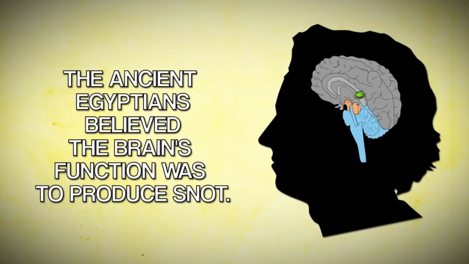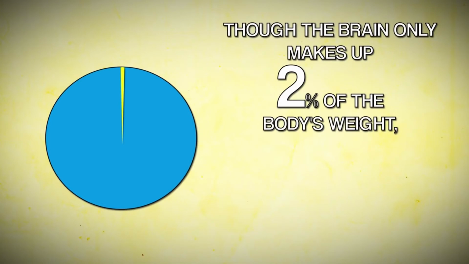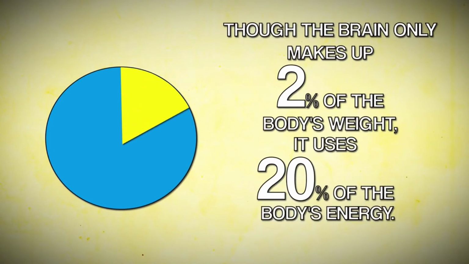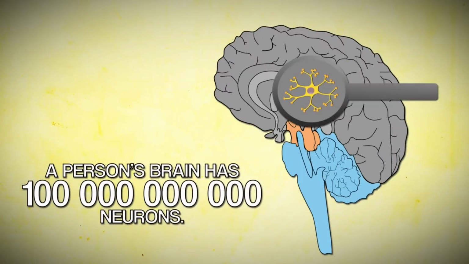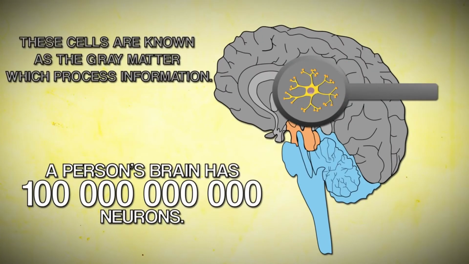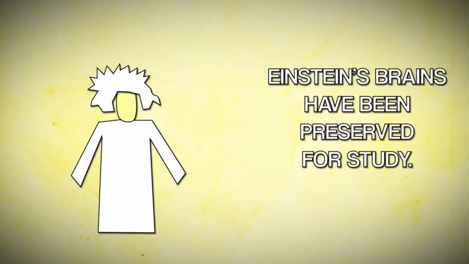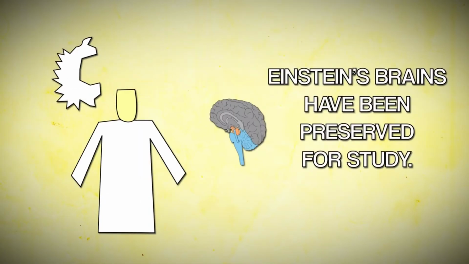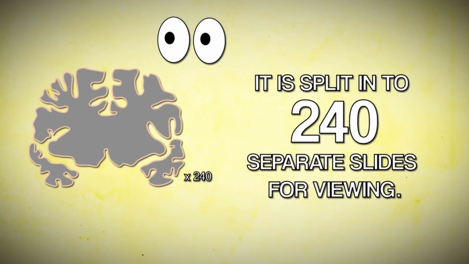The ancient Egyptians believed the brain's function was to produce snot. Though the brain only makes up 2% of the body's weight, it uses 20% of the body's energy. A person's brain has 100 billion neurons. These cells are known as the gray matter, which process information. Einstein's brain has been preserved for study. It is split into 240 separate slides for viewing.